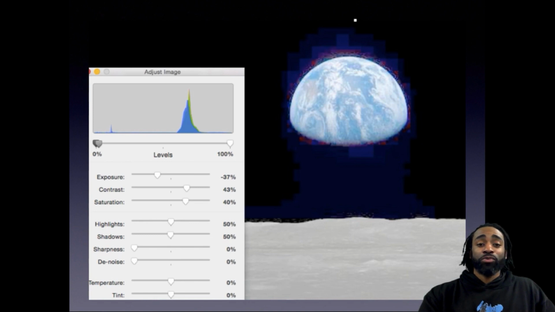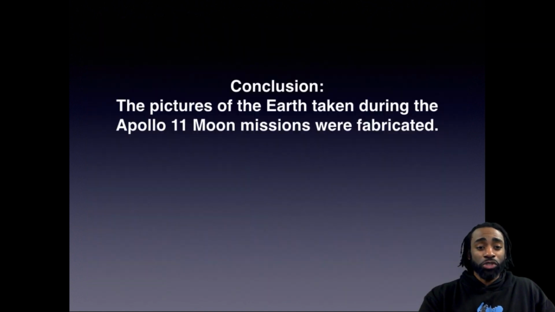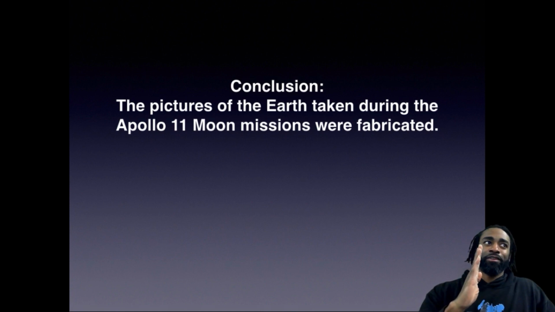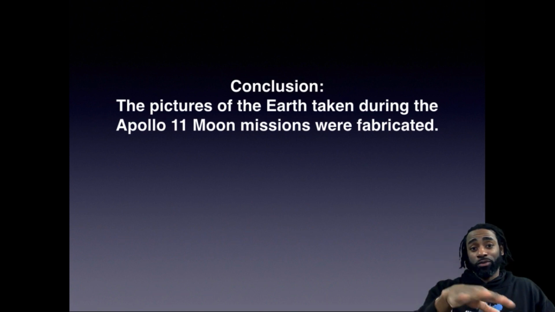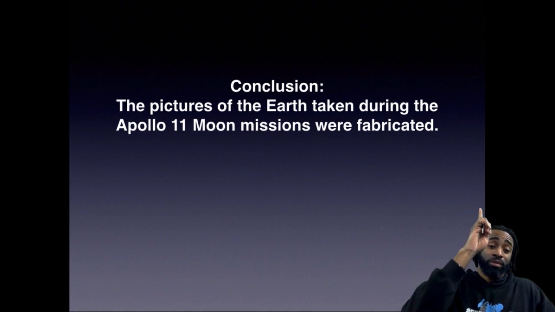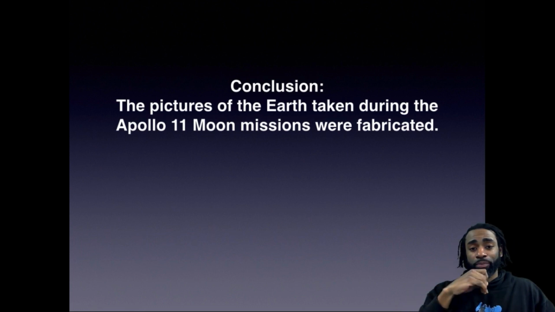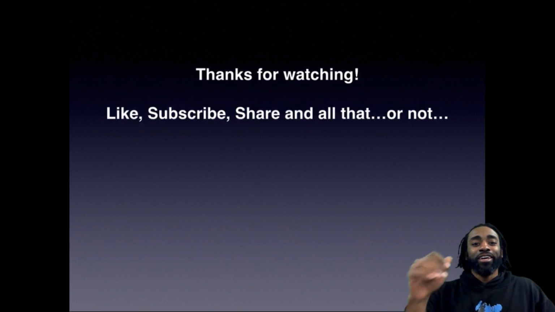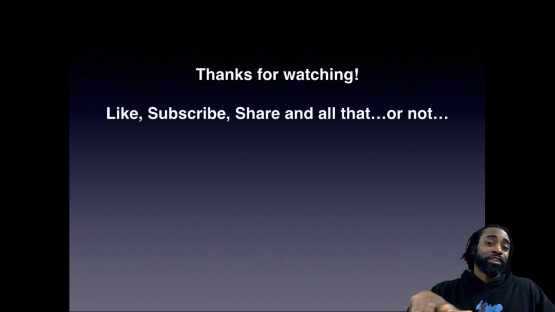So, yeah, I just wanted to share those things with you. Conclusion: the pictures of the Earth taken during the Apollo 11 moon missions were fabricated. That's my conclusion as far as looking at this stuff. Just as far as the angle of the Earth in conjunction with the position of the Apollo 11 lunar site. If your head's facing like towards the Earth, like the little stick man showed, then that means that the camera's going to have to point up in order to take that picture. So, yeah, that's all I got for that. Anyway, but that's my opinion on the situation.